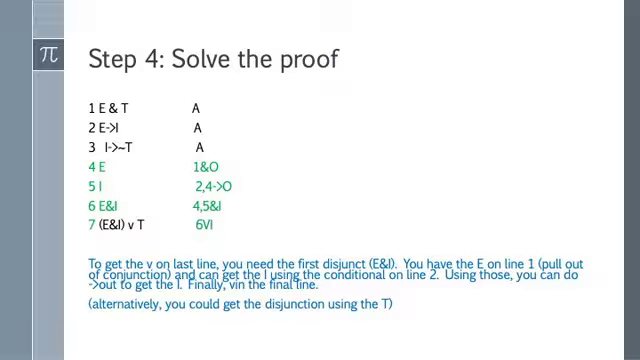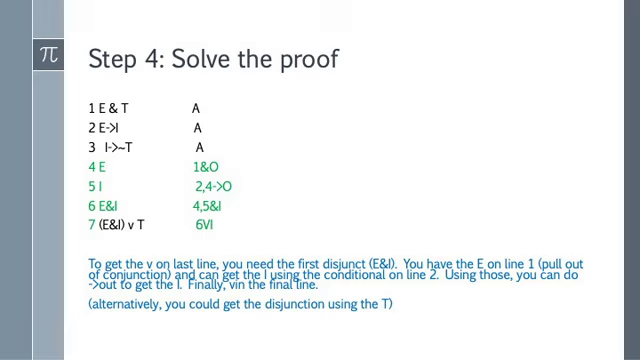Okay, now we have all the pieces of our proof, and let's do the justifications. So for line 4, how did we get E? Well, we can just get that from line 1. We can do and out. Line 1 is a conjunction. We could just pull out the E. It's a one-step rule.